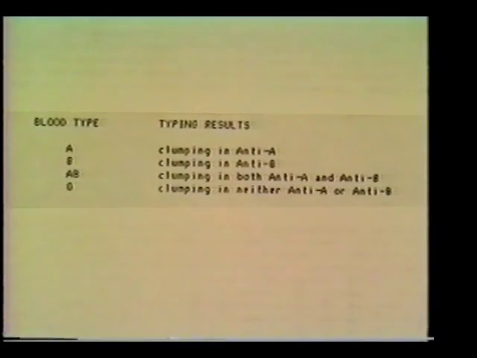If only anti-A serum clumps your blood, you have type A blood. If only anti-B serum clumps your blood, you have type B blood. If both anti-A and anti-B serum clump your blood, you have type AB blood. And if neither anti-A nor anti-B clump your blood, you have type O blood.